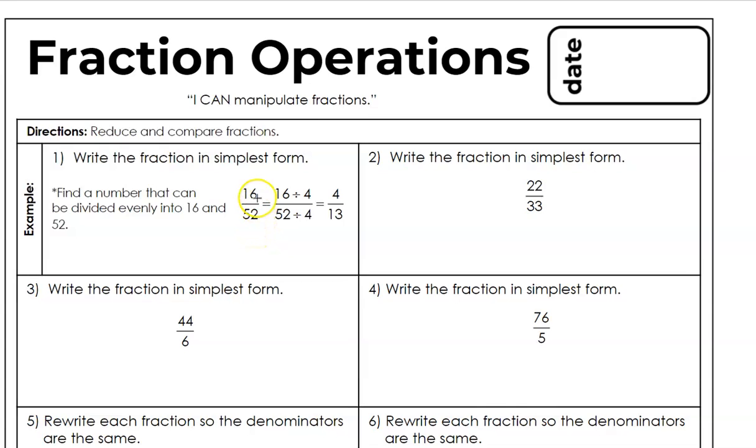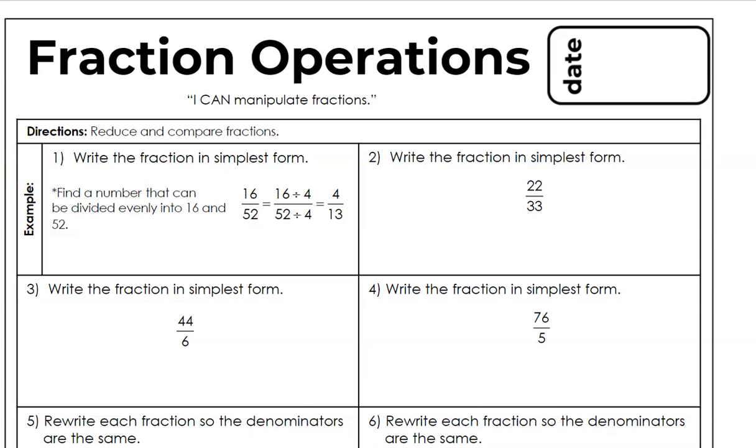All right, so reducing this fraction, 16 over 52, you look for the greatest common factor between the two numbers. The greatest common factor between 16 and 52 is 4. 16 divided by 4 gives me 4 as the numerator. 52 divided by 4 gives me 13 as the denominator. They are equivalent fractions. 16 out of 52 is the same as 4 out of 13. This is the reduced form of that fraction.